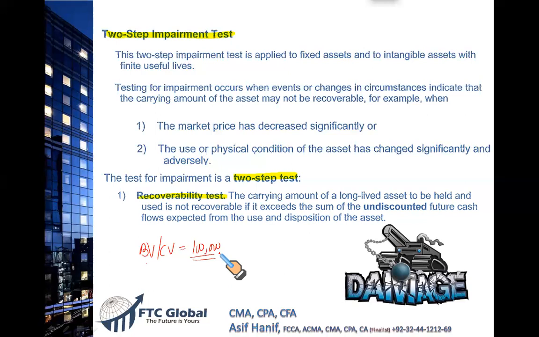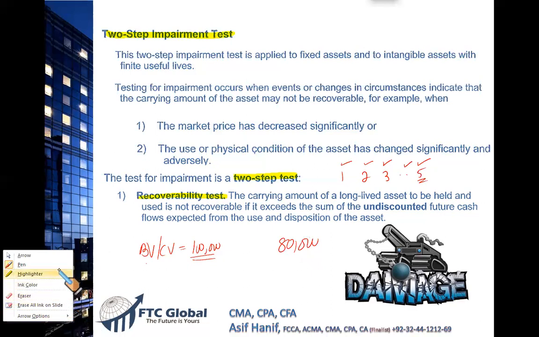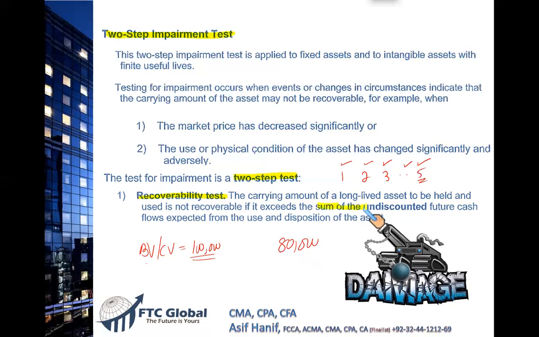This asset will generate some cash in the future. It will generate some cash in year 1, in year 2, in year 3, and let's say year 5 will be the end, and in year 5 it will be sold. All the net cash flows received in year 1, plus 2, plus 3, plus 4, plus 5, if they are just added, let's say it's 80,000.